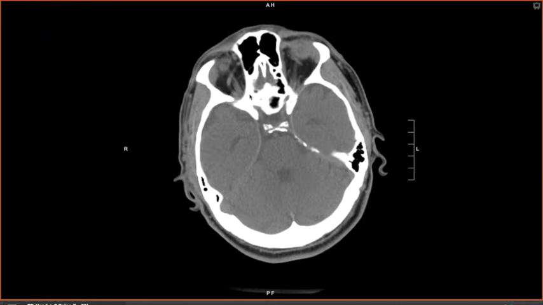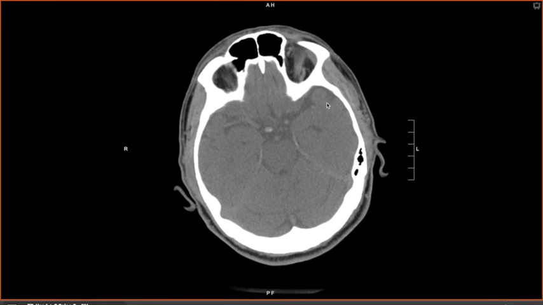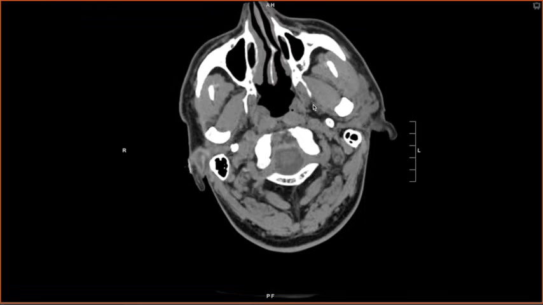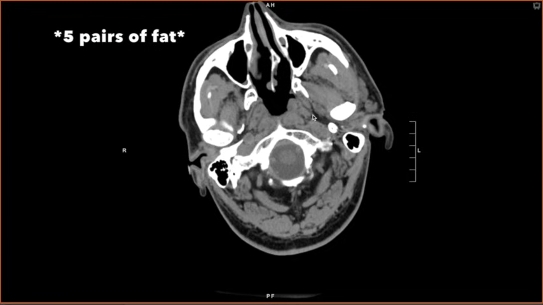I compare them bilaterally and look to see if they're dilated. They can be dilated in cases of carotid cavernous fistula or cavernous sinus thrombosis. I then scroll inferiorly, and there are 5 pairs of fat that you always want to look at at the skull base.